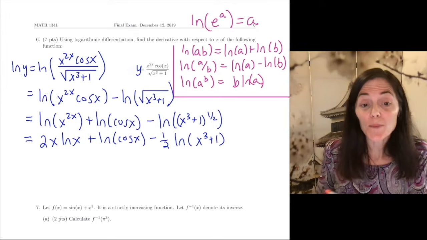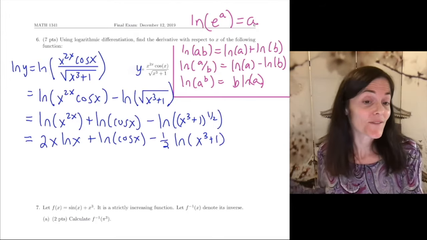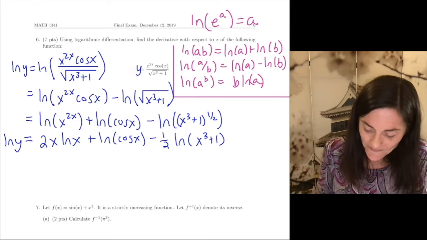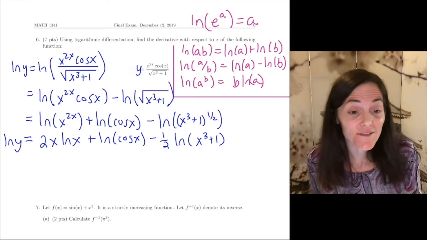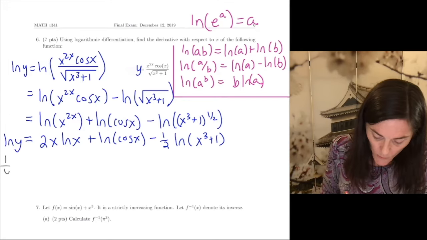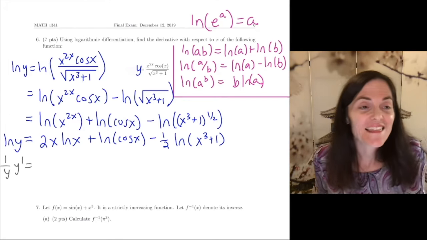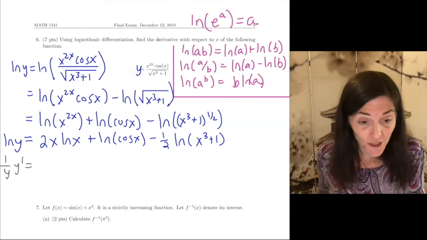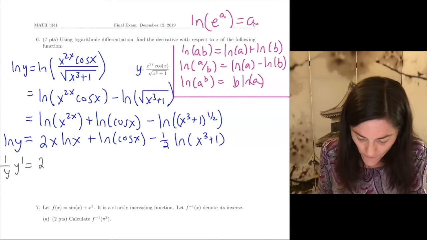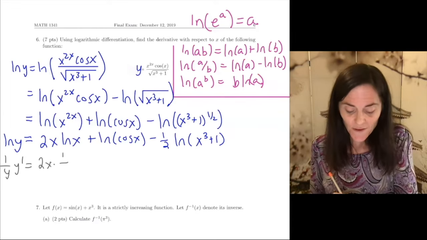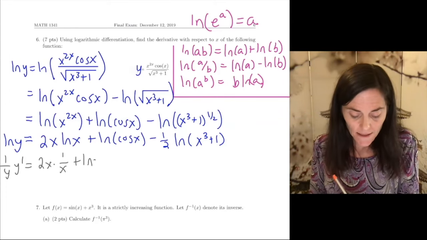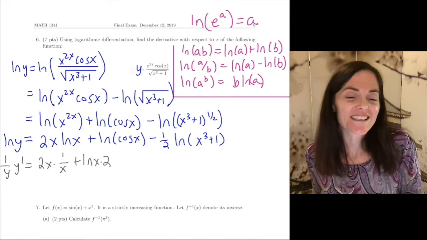Okay? Now remember, none of this is derivatives. This is still ln y. Now is when I'm ready to start differentiating. The left-hand side is 1 over y, y prime. This was really a chain rule. Now I just differentiate every term on the right-hand side. We have first times derivative of the second, and then plus the second times derivative of the first.